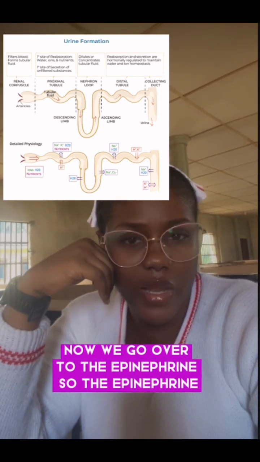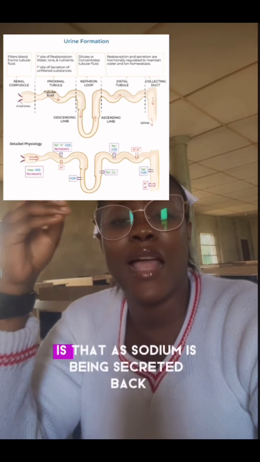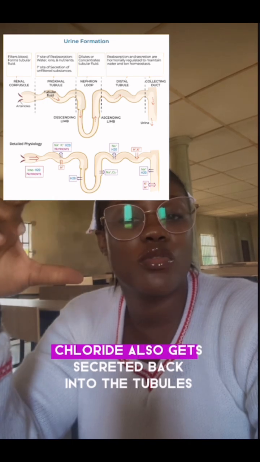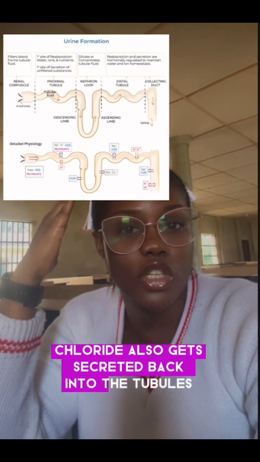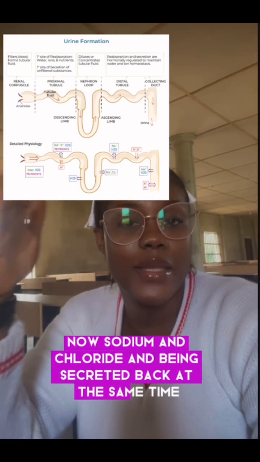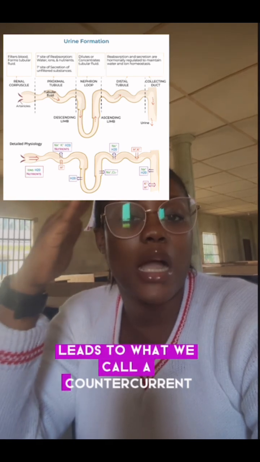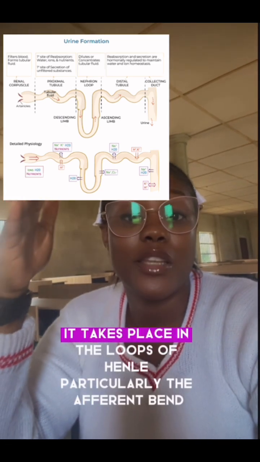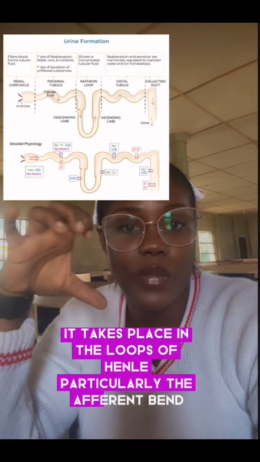Now we go over to the hairpin bend. What happens in the hairpin bend is that as sodium is being secreted back, chloride also gets secreted back into the tubules. Now sodium and chloride being secreted back at the same time leads to what we call a countercurrent. So if you are asked, where does the countercurrent take place? It takes place in the loops of Henle, particularly the hairpin bend.